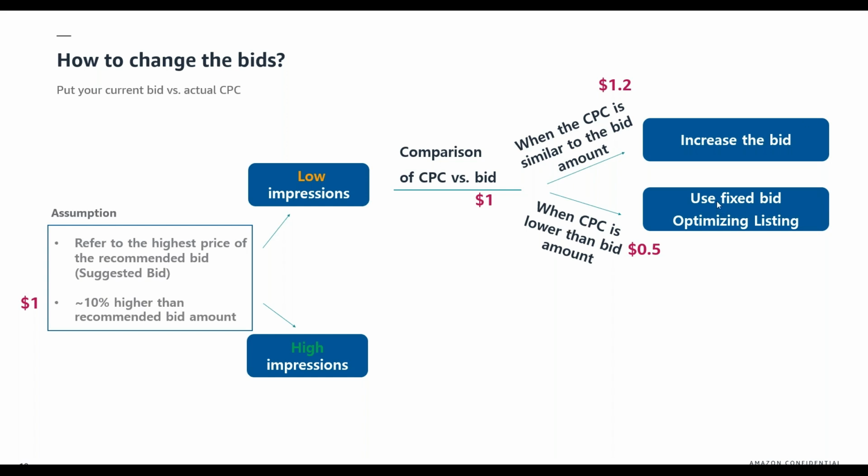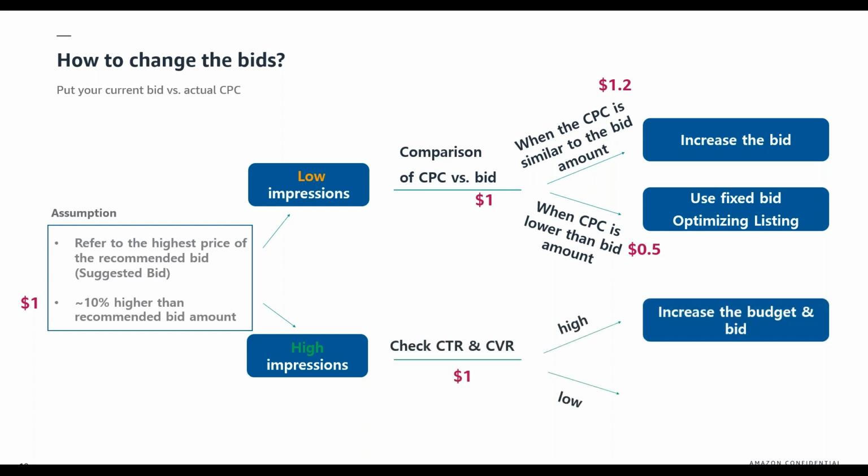Please serve me to the people that are searching for Bluetooth keyboards. Alternatively, you could be using down-only bidding. Maybe Amazon also lowers your bid automatically for you, but somehow you lost the bid. So here you can alternatively choose to use fixed bids. If you're not getting impressions and you're already bidding higher than CPC, optimize your listings or use a fixed bidding strategy.